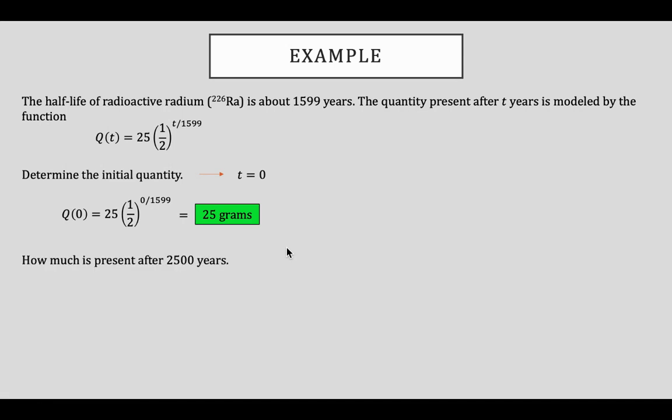How much is present after 2,500 years? Well, to do that, all we have to do is evaluate Q of 2,500. Plug in 2,500 for t. Q of 2,500 is equal to 25 times 1/2 raised to the 2,500 divided by 1599. All right, and so all we have to do is plug this into our calculator. Now, again, one thing you have to be careful of is you need to put parentheses around this entire exponent. And this gives us approximately 8.46 grams.